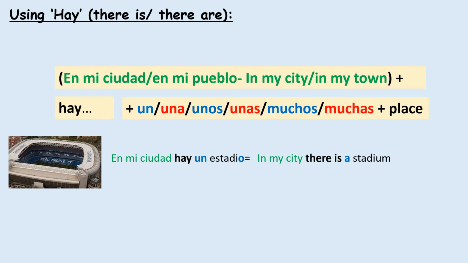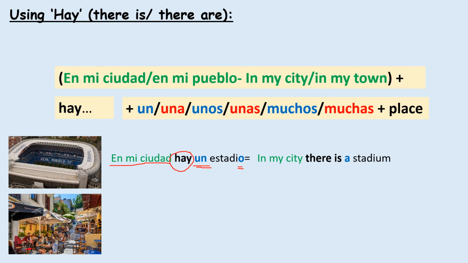So as you see, I decided to add at the beginning of my sentence en mi ciudad. Then I use hay, there is or there are. And now, if I want to talk about a stadium, in Spanish, a stadium is masculine. And I know that because there is an o at the end of the word. So I'm going to choose the masculine and singular form, un. So a stadium, un estadio.